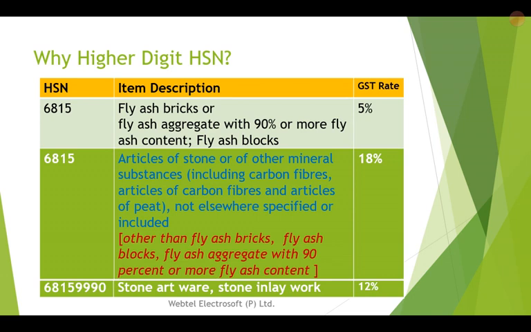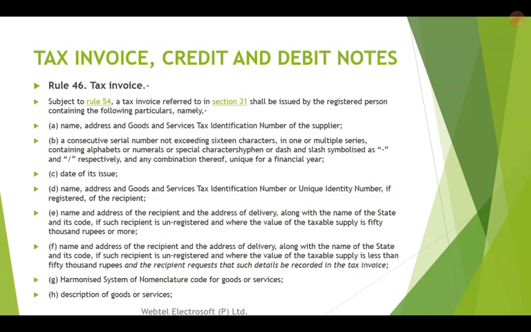That is why the government has asked you to provide more digits in the HSN in the invoices with effect from 1st of April. And not only that, description is also required. If you see Rule 46 of the CGST Rules, there they specify that besides the HSN for goods or services, you also require a description of goods or services.